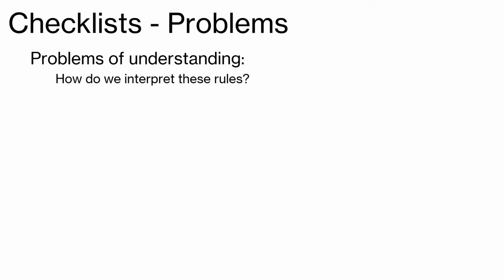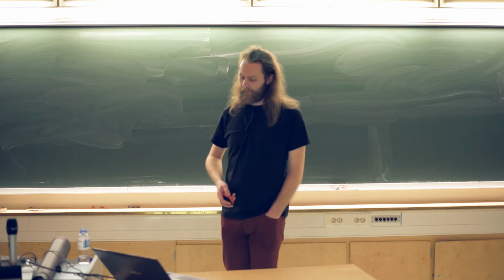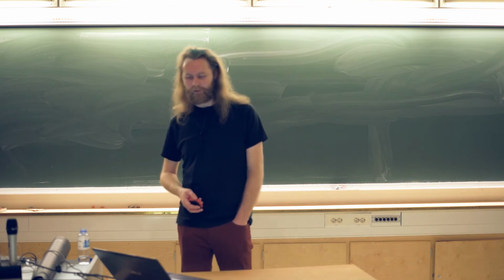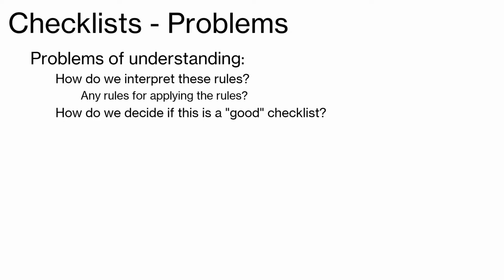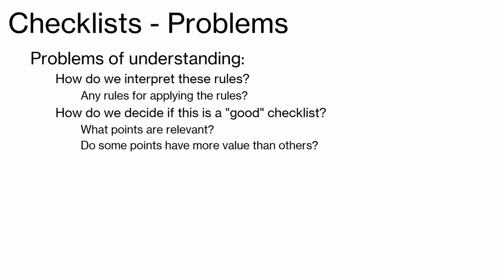How do we interpret the rules? There looks like there's some room for interpretation here. If there are ways of interpreting, maybe there are consistent ways of interpreting, so maybe there are rules for applying the rules. Maybe there's one rule for each rule, or hopefully there's one rule for all of the rules. That rule for how to apply the rules, that one singular rule, that's what I'm looking for. Then how do we decide if this is a good checklist? How do we decide if each point is relevant? How do we decide which points are more valuable than others? If we satisfy 138 important points, is that better than satisfying 176 bad points?